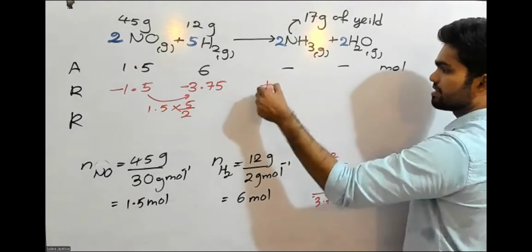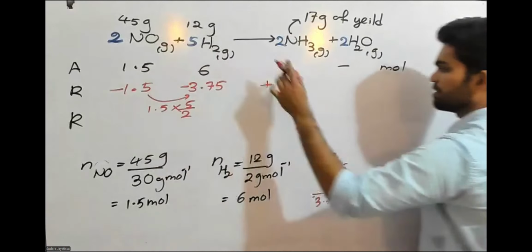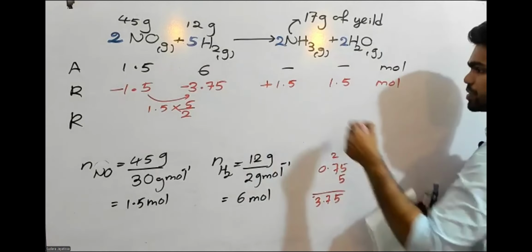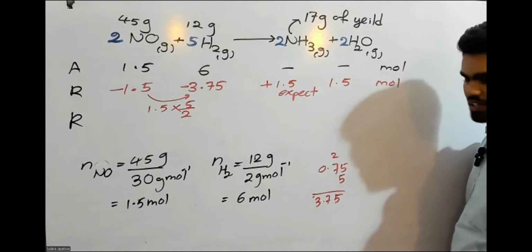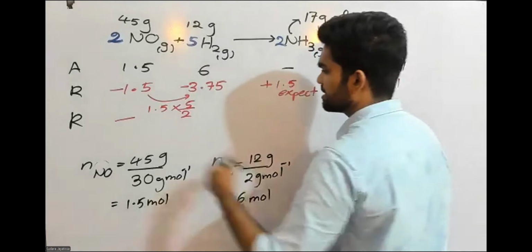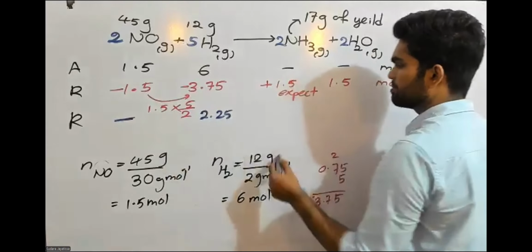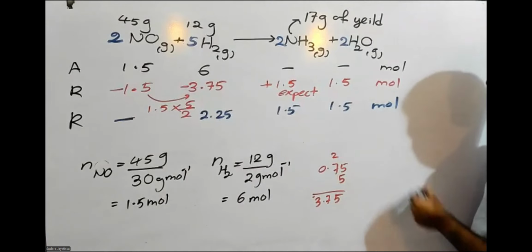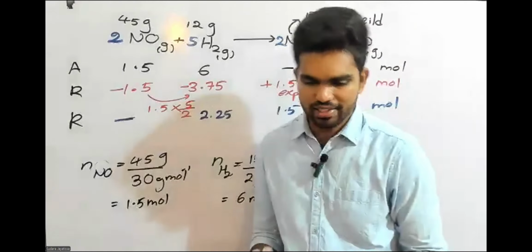Okay, and here if 2 reacted, 2 will be formed. That means if 1.5 reacted, 1.5 will be formed. So this is actually, we expect this value. Then remaining, there's nothing remaining here. And here some amount, that means 2.25 will be remaining, and here 1.5 will be expected. Okay, so this is what is coming after completing the chart.